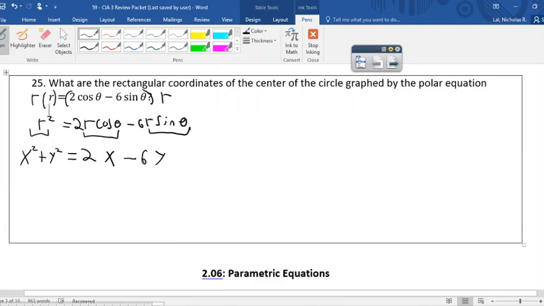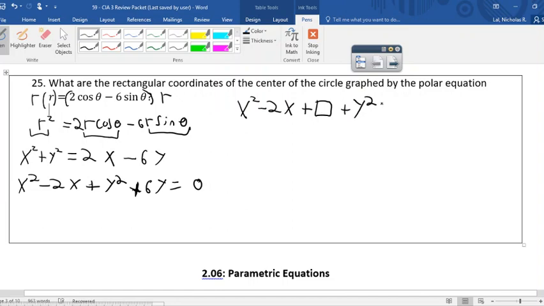Now we need to combine our x's and our y's and set it all equal to 0. So we can rearrange this as x squared minus 2x plus y squared plus 6y. This is going to be equal to 0. All right? And now we're going to have to expand it so that we're completing the square. Plus 6y. Good catch. All right? So we're going to have x squared minus 2x plus our complete the square term, plus y squared plus 6y plus our complete the square term, is going to be equal to 0 plus both complete the square terms.